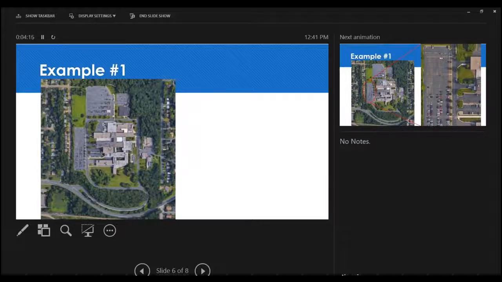So example number one, what we're looking at right here is the General Mills corporate campus in Golden Valley. And to zoom in, I'll let Bryant set this up.